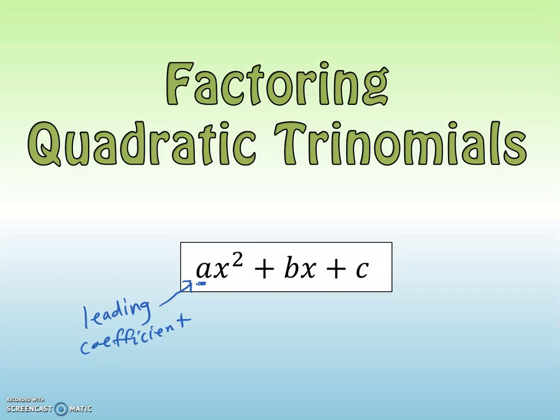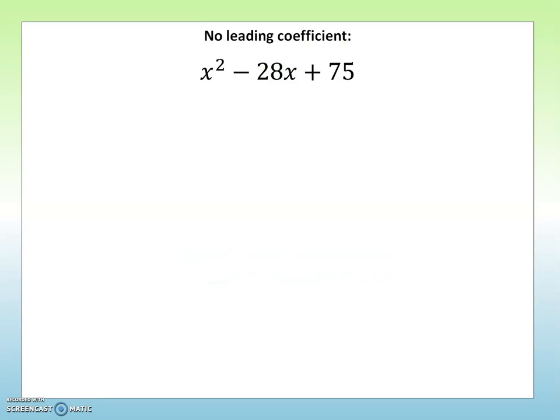Let's get right into the first scenario. You might see some trinomials that don't have a leading coefficient. Right? We don't see a number other than the one that's automatically there. We don't see a number in front of this x squared. We can go right ahead and factor. To do that, we need to find two numbers that multiply to be 75, and those same two numbers need to add up to negative 28.